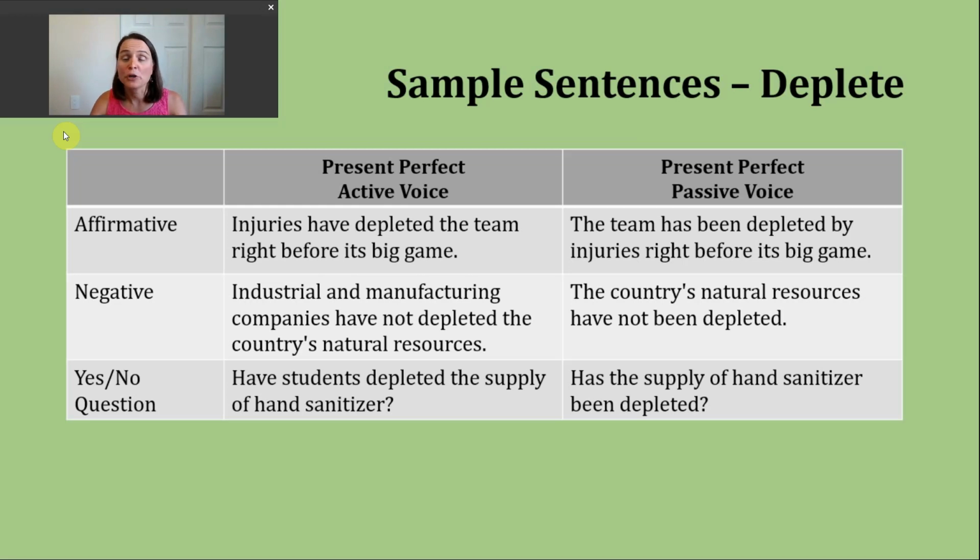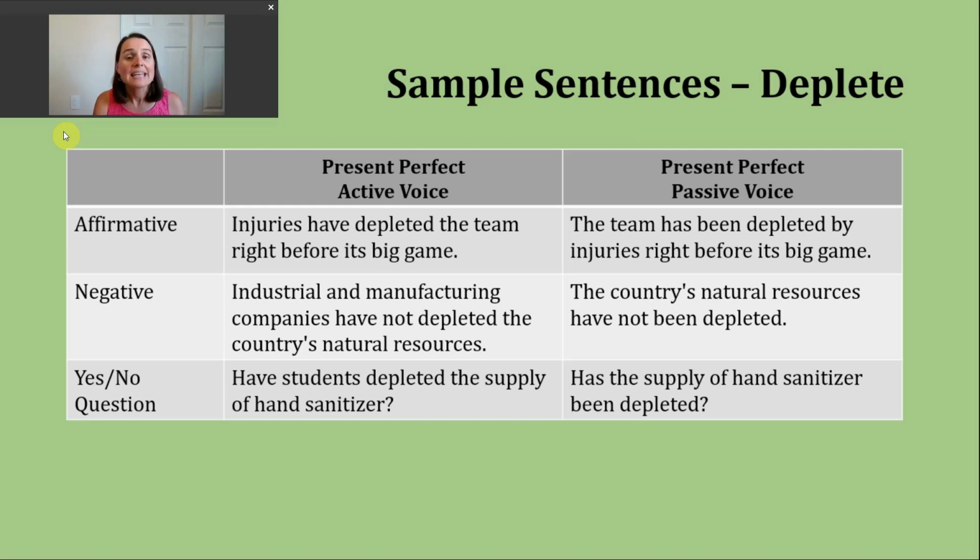And now, again, I'm going to use have or has. That depends on what my subject here is. The team is singular, so I'm using has in my example here. Then I'm going to use the participle been, B-E-E-N, and then I use the participle form of my verb. So you can see the same ideas from our active voice sentence being shared in this passive voice sentence. The team has been depleted by injuries right before its big game.